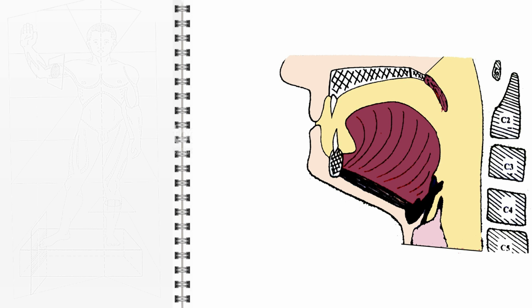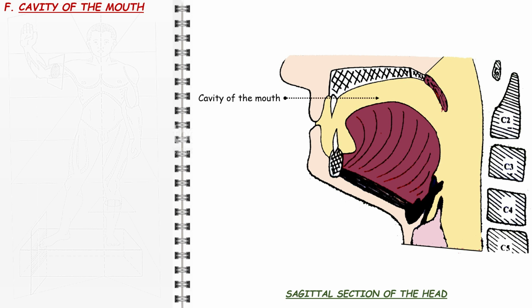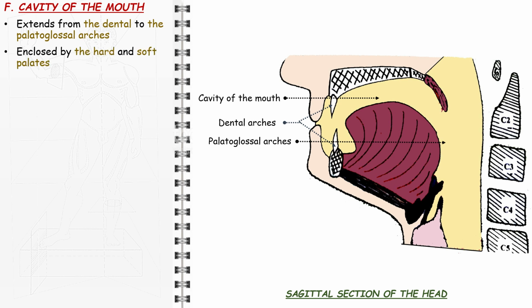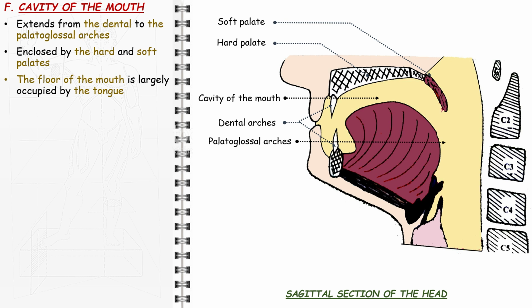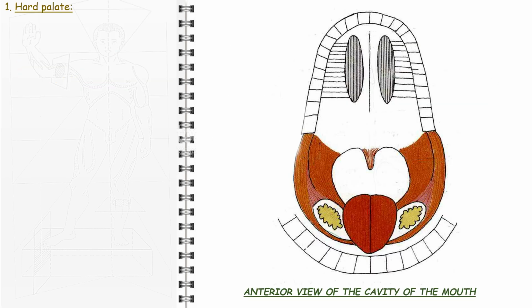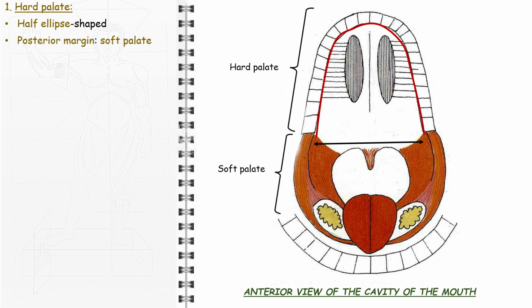The cavity of the mouth extends from the dental to the palatoglossal arches. It is enclosed by the hard and soft palates. The floor of the mouth is largely occupied by the tongue. The hard palate is half ellipse-shaped concave downwards and circumscribed forwards by the dental arch. It is continuous at its posterior margin with the soft palate. It stands towards C2 vertebra and separates the oral and nasal cavities.